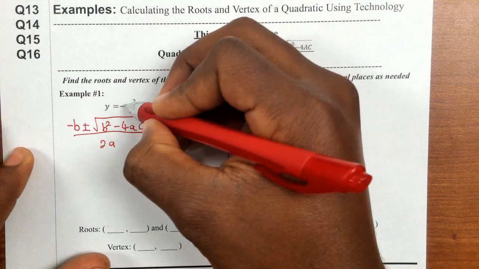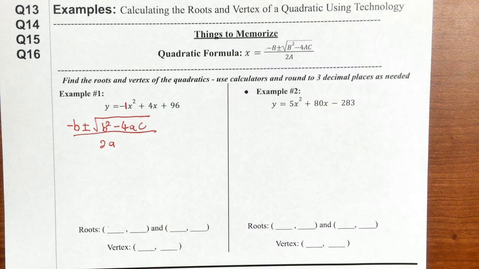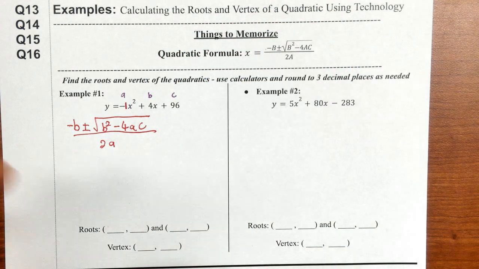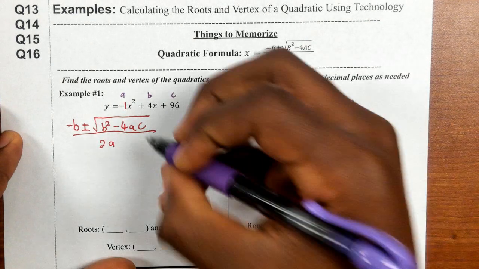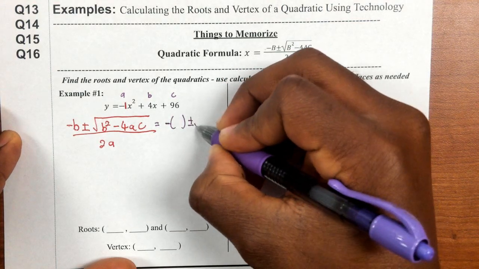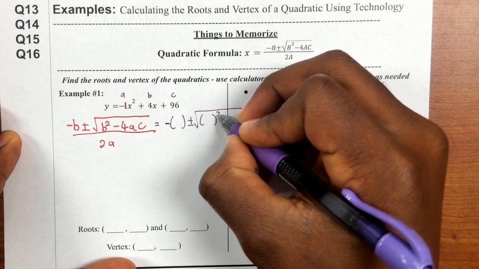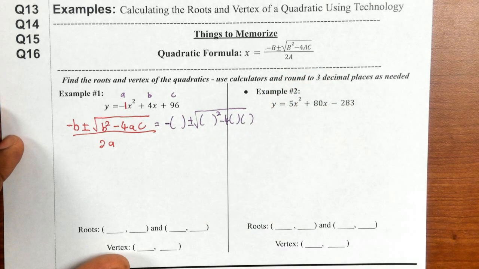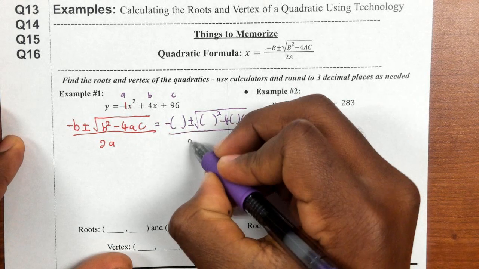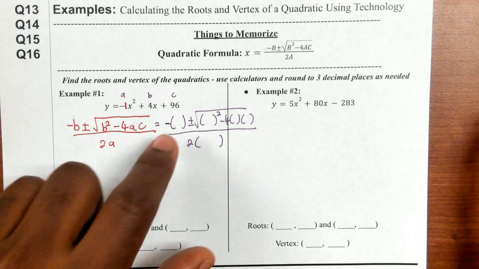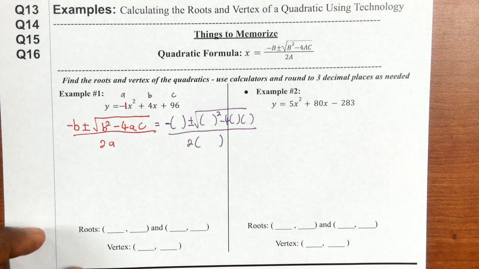In front of this x squared is a negative 1. That's your a, your b is 4, and your c is 96. At times I'll set this up by writing negative parentheses plus or minus square root, parentheses squared minus 4 parentheses, all over 2 parentheses. What did I do? I replaced all my letters with parentheses, which makes it easier to plug in the numbers.